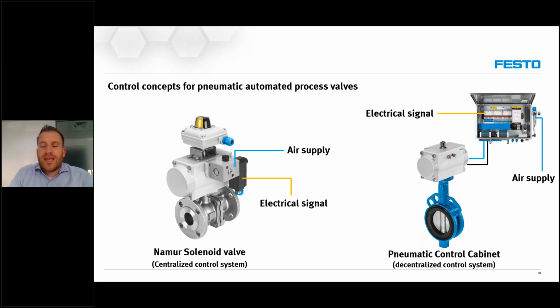But instead of having an individual Namur solenoid valve on each and every actuator, we are using all the solenoid valves combined. That's also what you can see in the bottom part of the cabinet, where a valve terminal is used with all the individual solenoid valves well organized and located inside the cabinet.